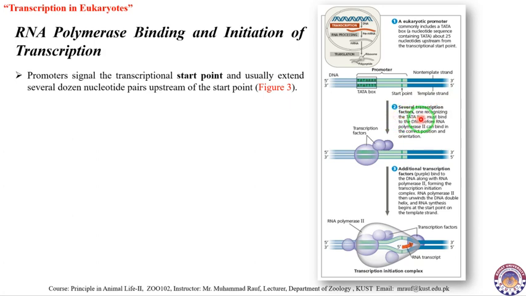Several transcription factors, one recognizing the TATA box, must bind to the DNA before RNA polymerase II can bind in the correct position and orientation. So first, enzymes come and they recognize the promoter sequence, then they recruit the RNA polymerase and other enzymes to the promoter region, and once the initiation complex is formed, then the process of transcription can start.